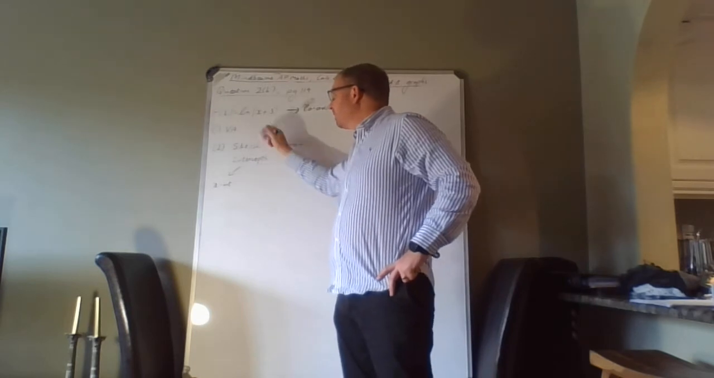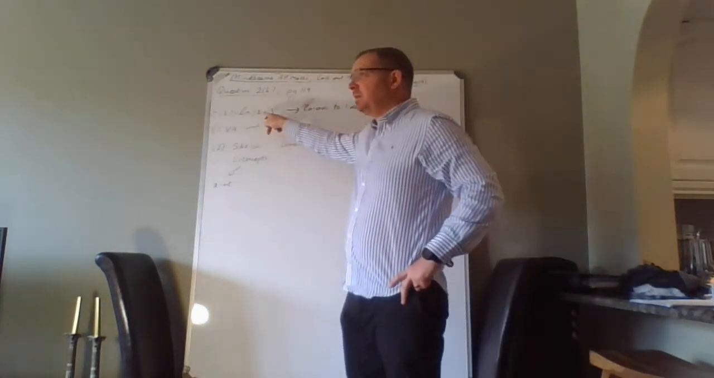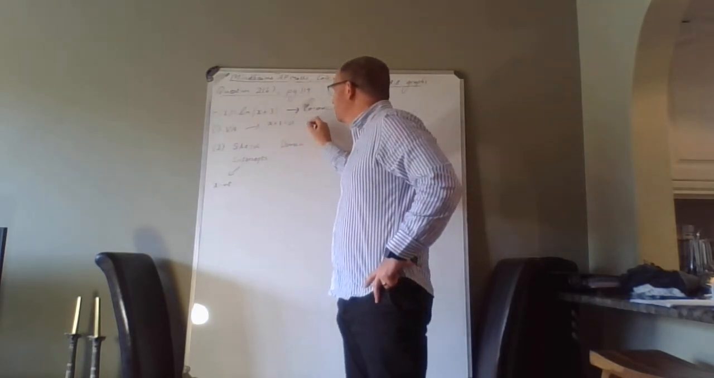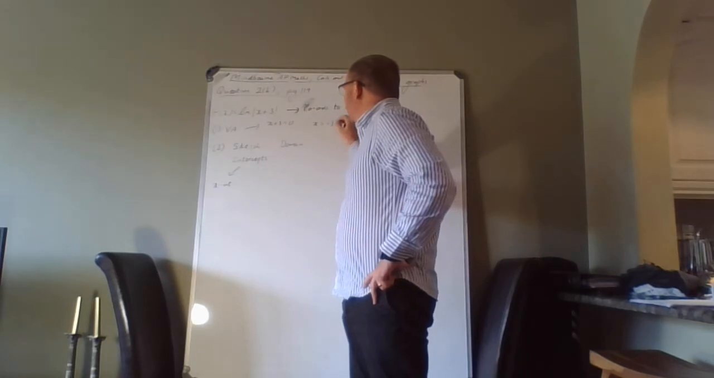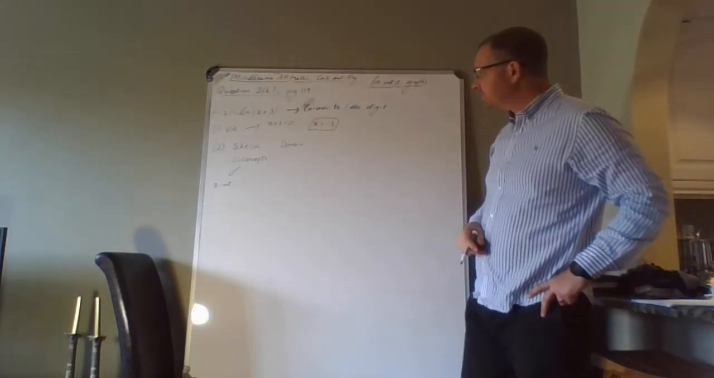Okay? Right, so that's pretty straightforward. The vertical asymptote will be where that is equal to 0. So it's where x plus 3 is equal to 0. So therefore, x is equal to negative 3 is your vertical asymptote.